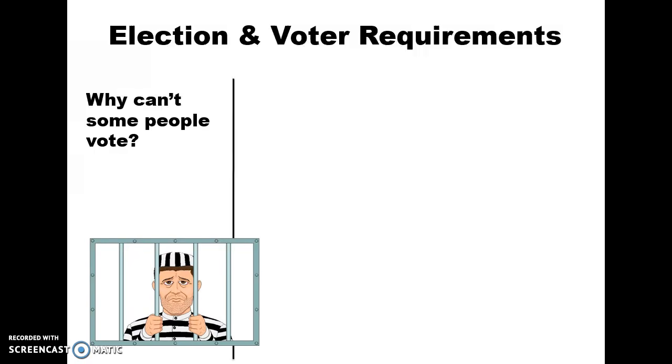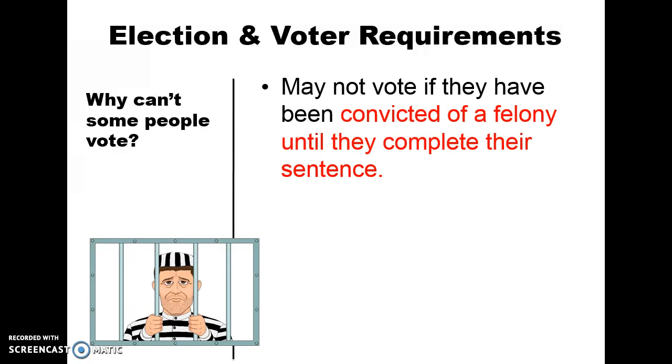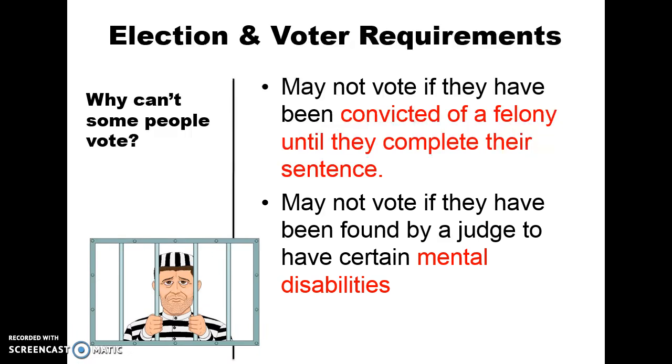Now, some people are not eligible to vote because they may have been convicted of a felony, and they can't vote until they've completed their sentence, and that includes any parole that they could be assigned. And then certain people may be found by a judge to have certain mental disabilities, and we don't want them to go vote. This could be someone that has been committed to a mental hospital or has Alzheimer's disease, but still has certain views on how government should run.